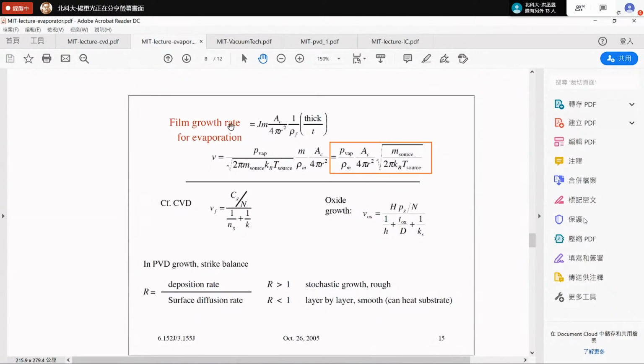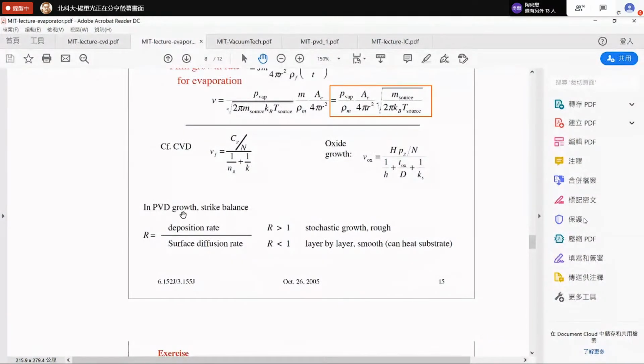And the film growth rate for evaporation, you can see, is proportional to the T source and M source, proportional to the M source. Also this is a cross-section area and the pressure, the vapor pressure. So this is how we do the calculation.